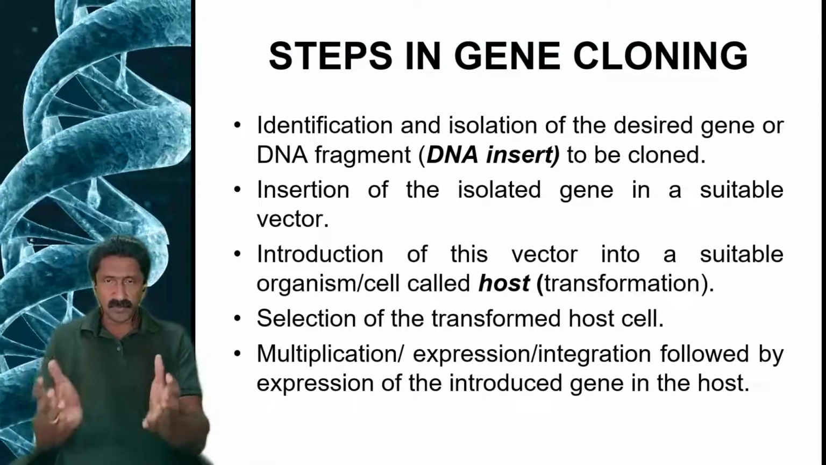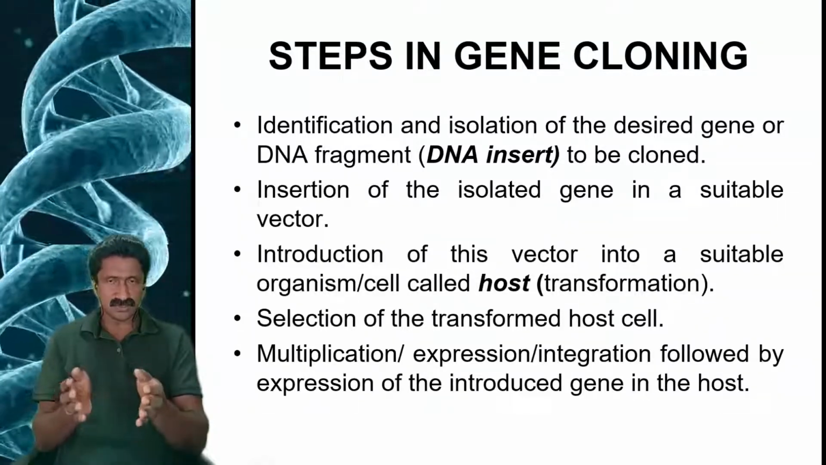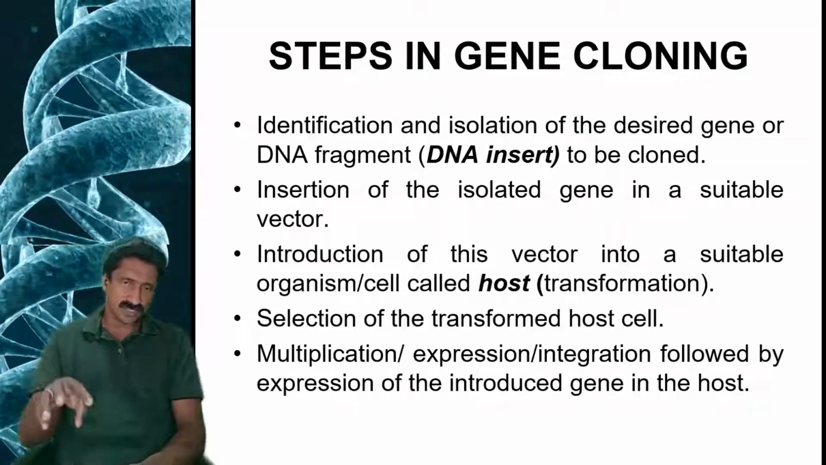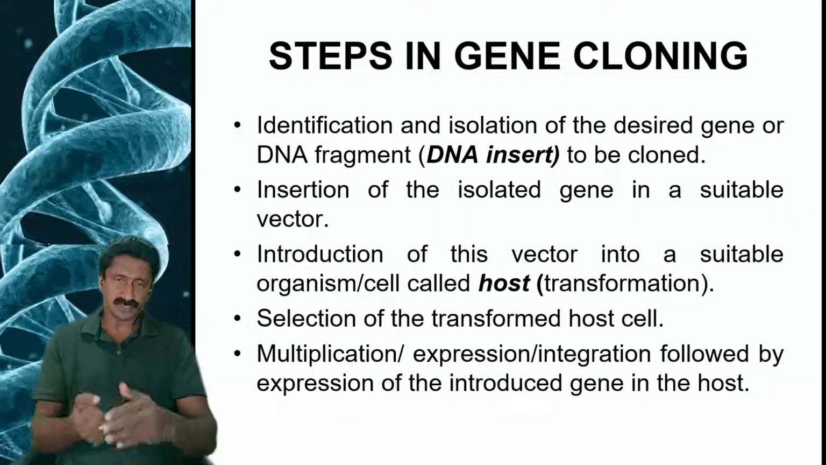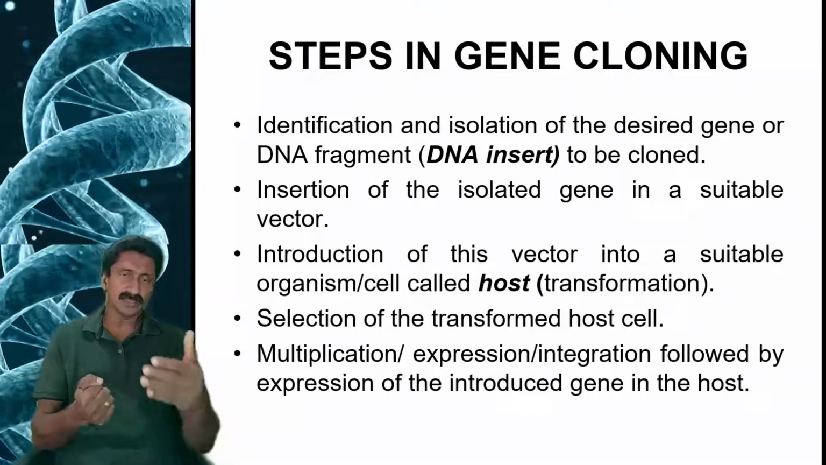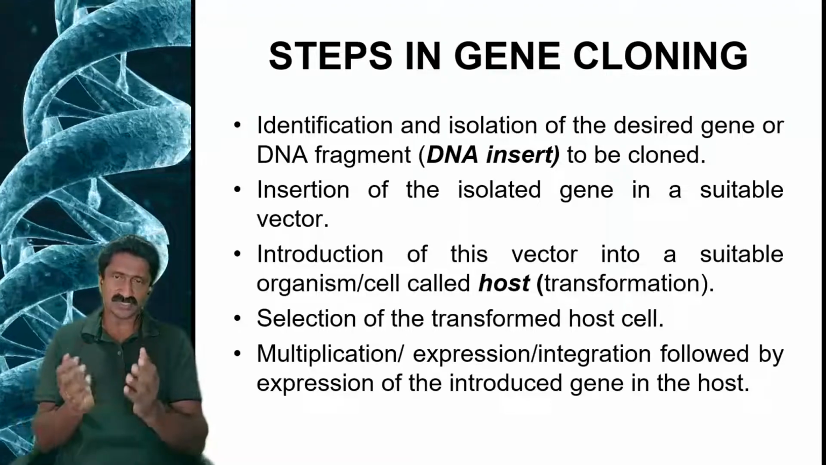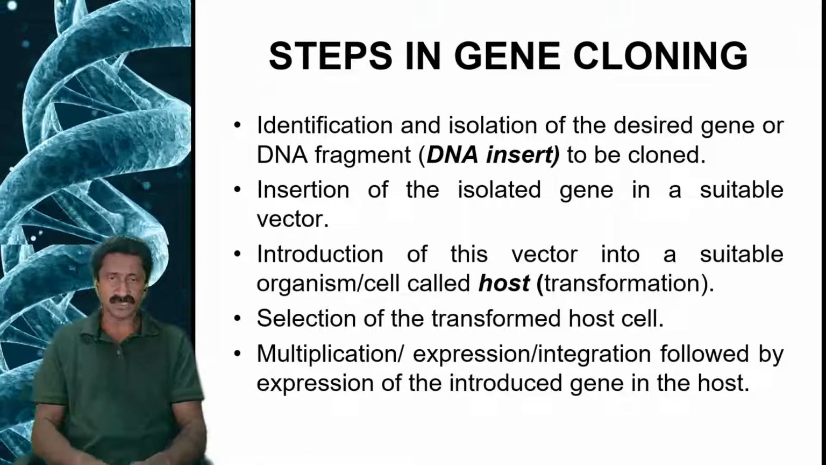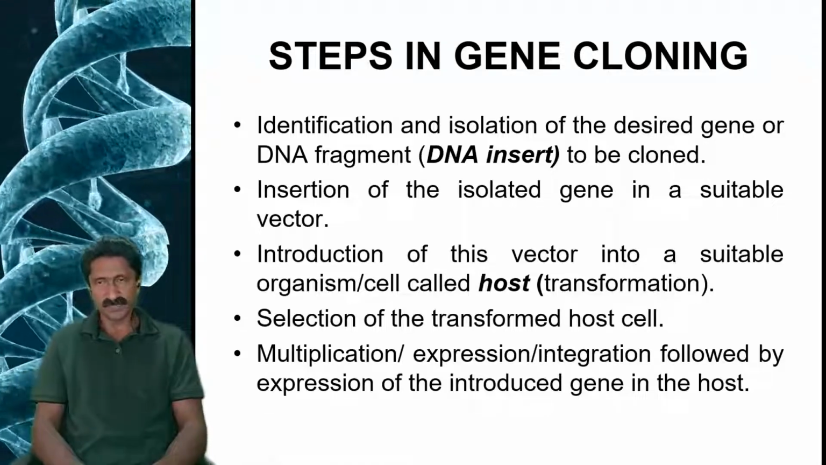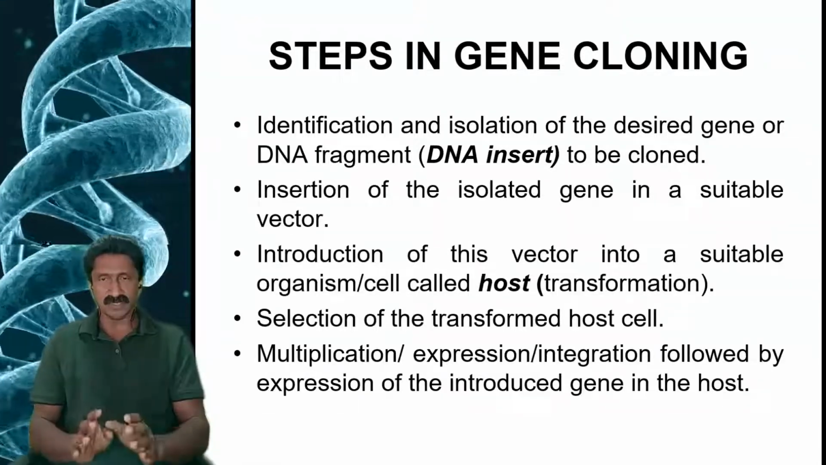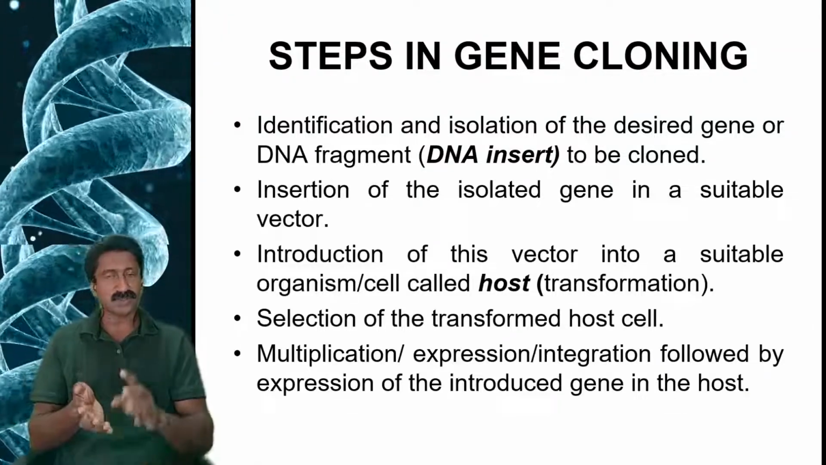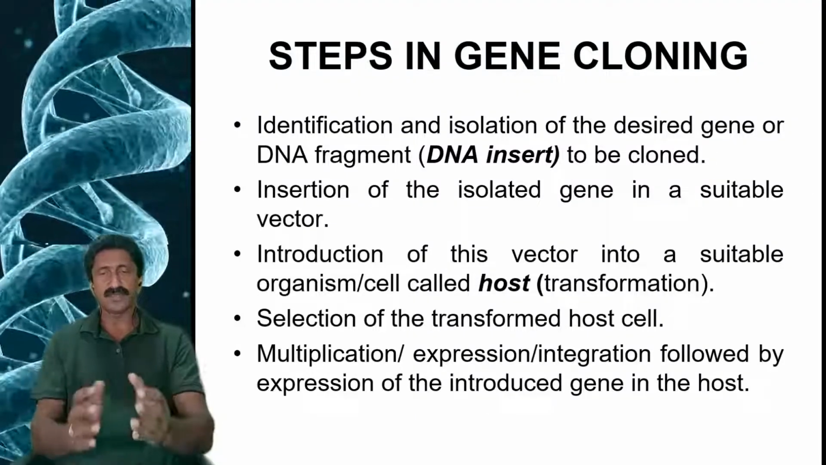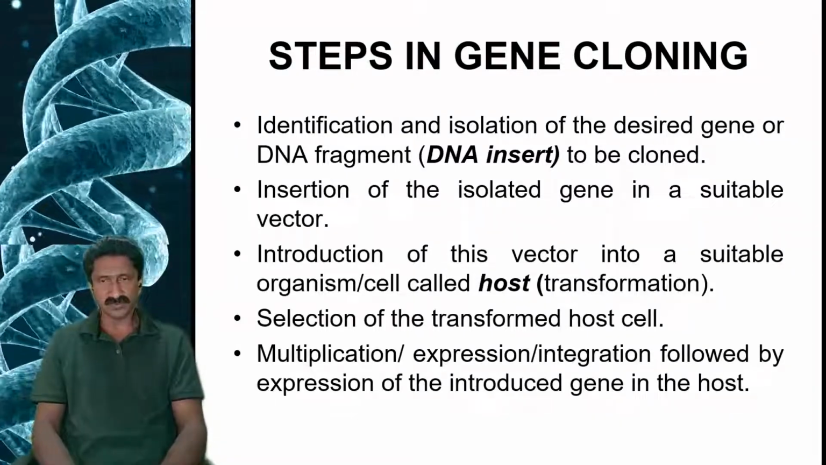So from a pool of transformed and non-transformed host cells, you need to select the transformed host cells and distinguish them from the other untransformed cells. So the selection of the transformed host cells and elimination of the untransformed ones is the selection step. And the next one is the multiplication or expression, or integration followed by expression, of the introduced gene or the desired gene in the host.